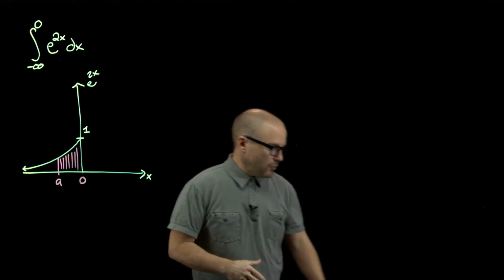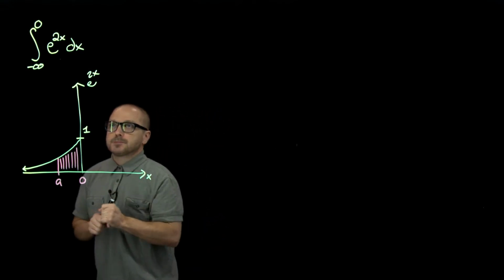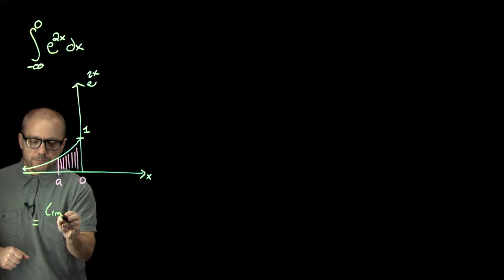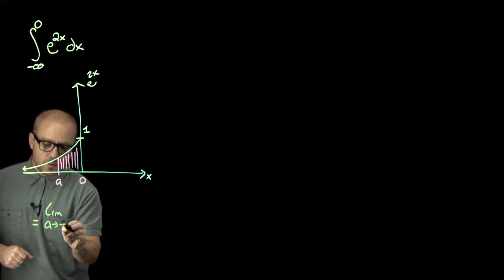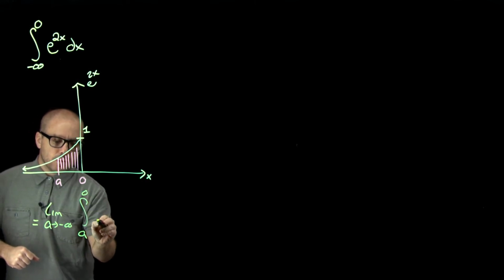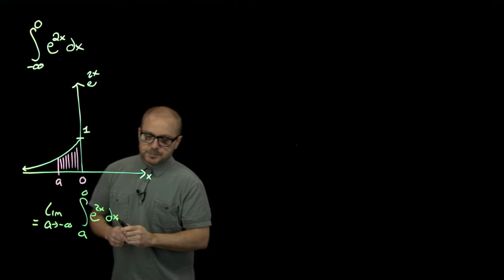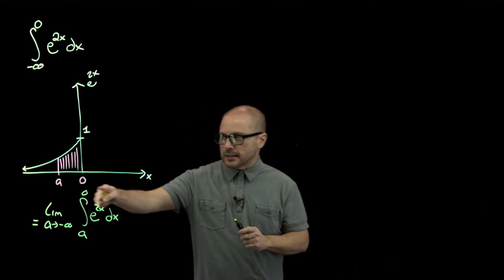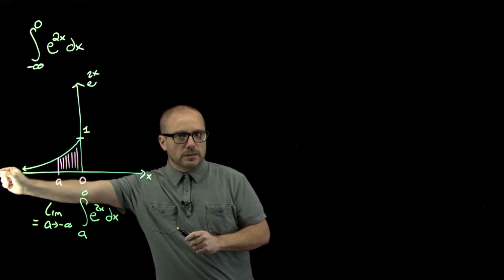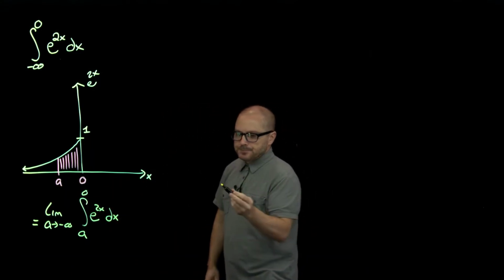So first thing we always want to do is rewrite that as a proper integral. So we mean the limit as a goes to negative infinity, the integral from a up to 0 of e to the 2x dx. So this symbolically is saying that let's just go to some finite amount and then let's see what happens as we go farther out.